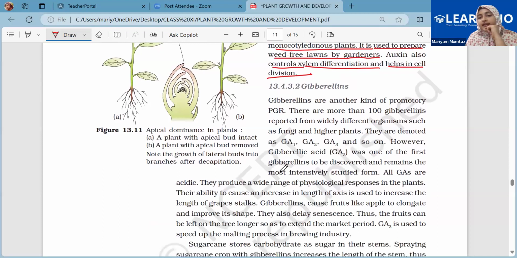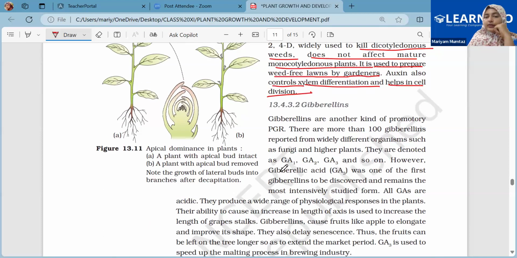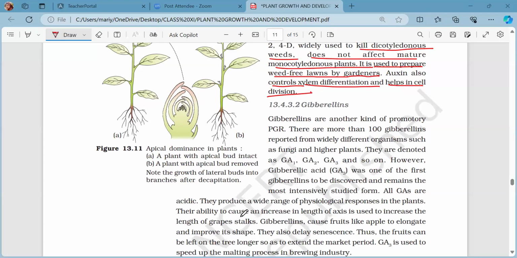Now talking about gibberellins. Gibberellins are another kind of promotory PGR. There are more than 100 gibberellins reported from widely different organisms such as fungi and higher plants. They are denoted as GA1, GA2, GA3 and so on. However, gibberellic acid GA3 was one of the first gibberellins to be discovered and remains the most intensively studied form. This is the one that we study also, and the one that acts the most.